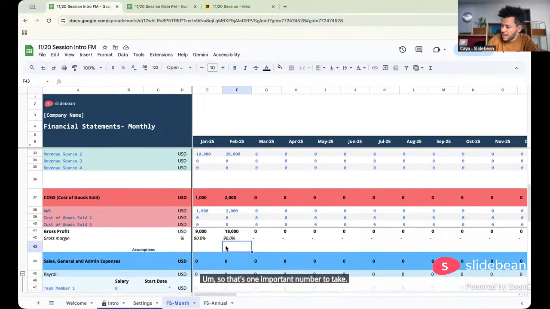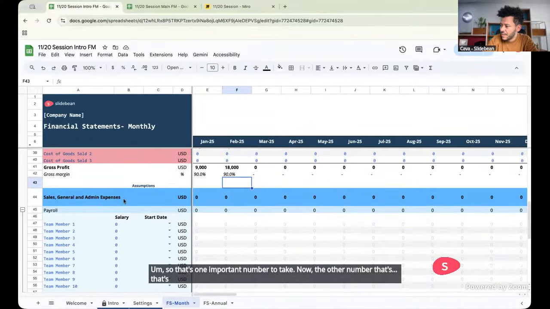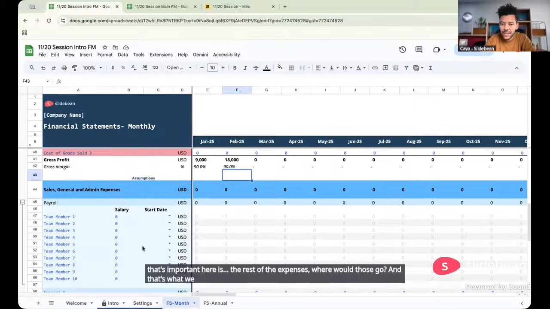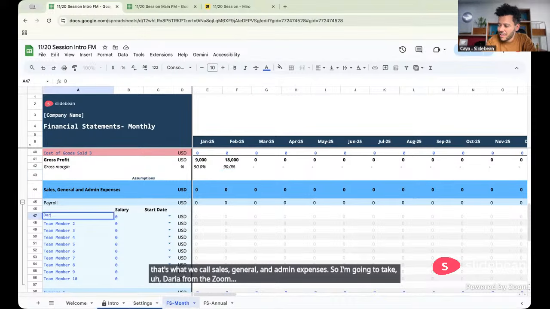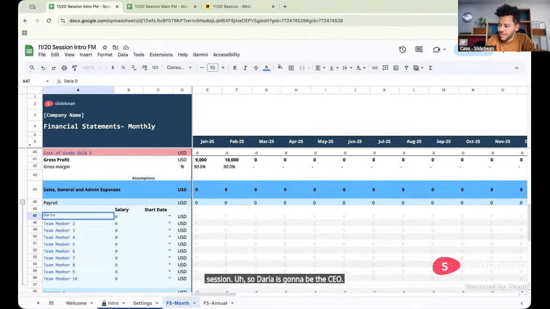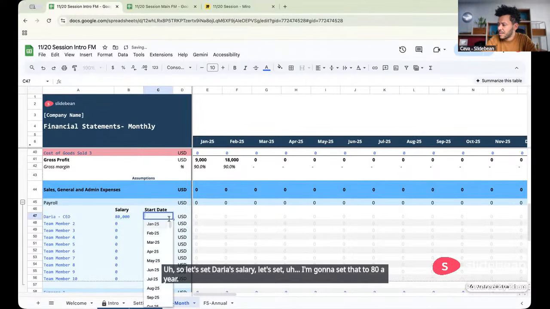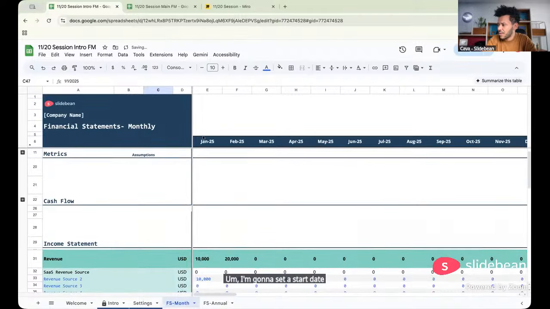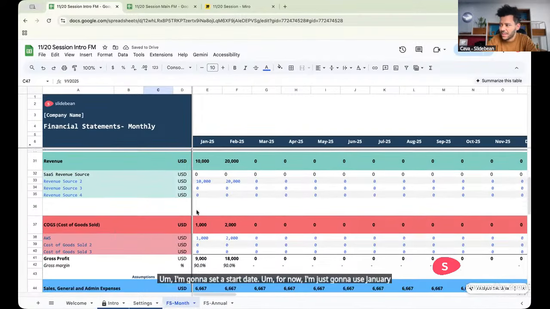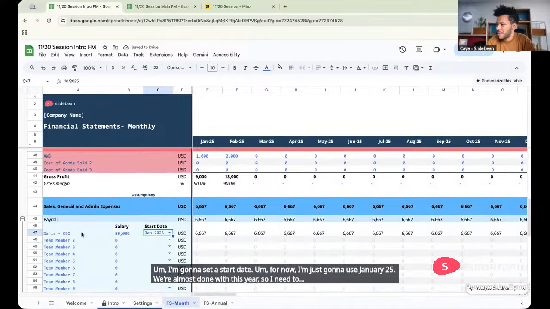Now, the other number that's important here is the rest of the expenses. Where would those go? And that's what we call sales, general, and admin expenses. So I'm going to take Daria from the Zoom session. Daria is going to be the CEO. So let's set Daria's salary. Let's set, I don't know, I'm going to set that to 80 a year. I'm going to set a start date. For now, I'm just going to use January 25. We're almost done with this year, so I need to change this template, but okay.